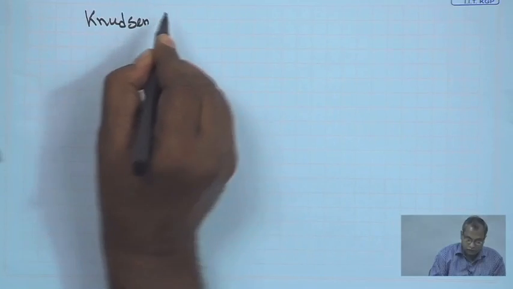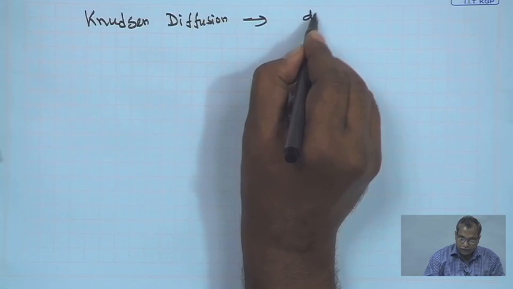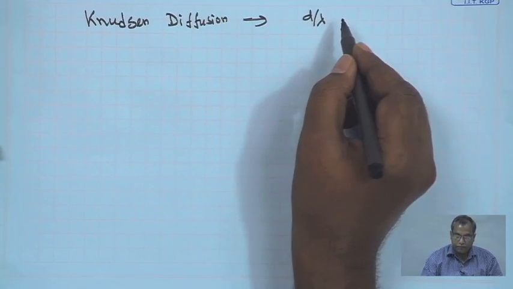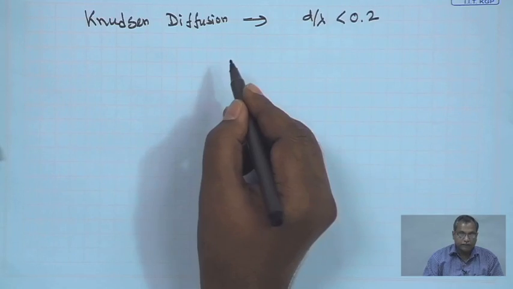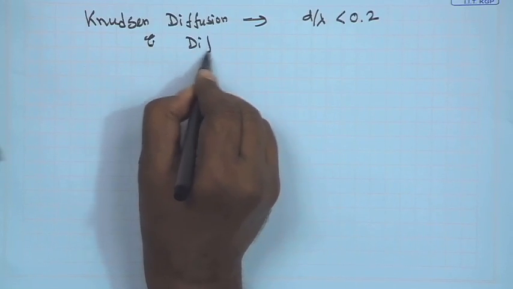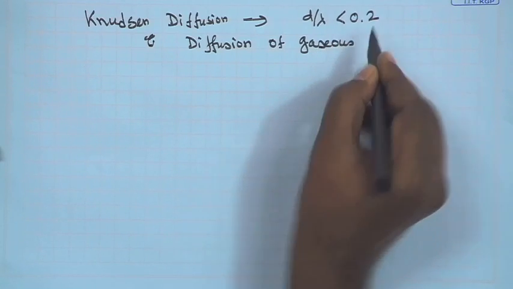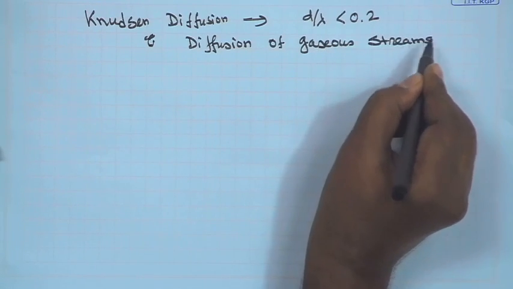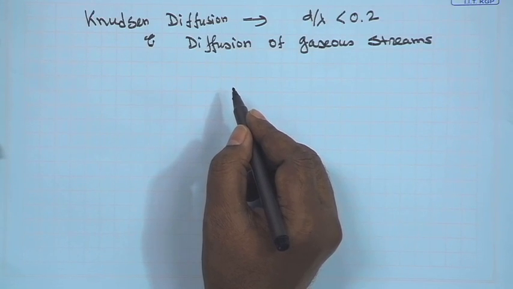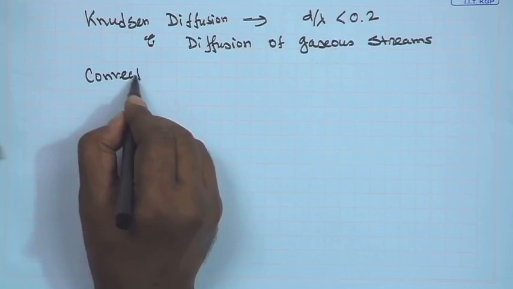Then comes Knudsen diffusion. If d by lambda, where d is the pore diameter and lambda is the mean free path, is less than 0.2, then the diffusion is called Knudsen diffusion, typically for the diffusion of gaseous streams. Knudsen diffusion becomes very important there. In case of reverse osmosis, the permeation is very important, and then the third transport mechanism is convection.